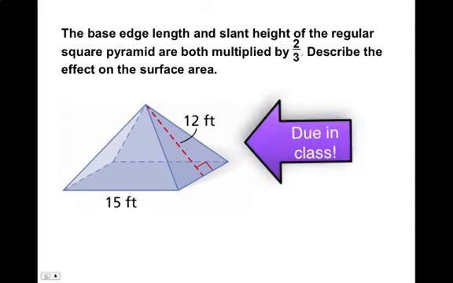Here I'm telling you that the base edge length and slant height of a regular square pyramid are both multiplied by 2/3. I want you to describe the effect on the surface area and have this ready for class.